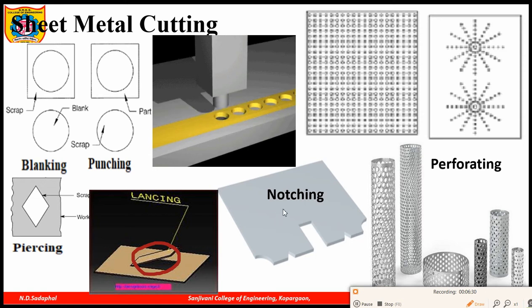Now what is the difference between notching and lancing? In notching, from the edge of the workpiece a portion of metal sheet is removed. Here, at any section, at any position, but not on the edge, the metal sheet is cut and it is bent. The metal sheet is not separated, only some part is cut and bent in either direction, then it is called a lancing process.